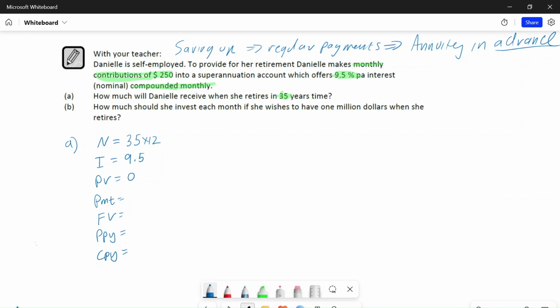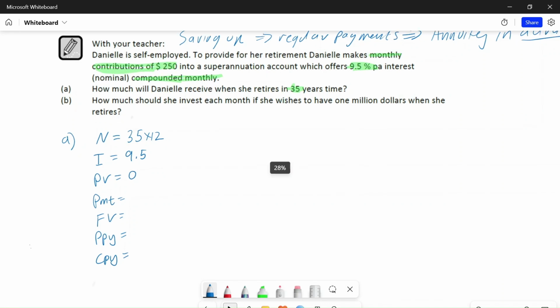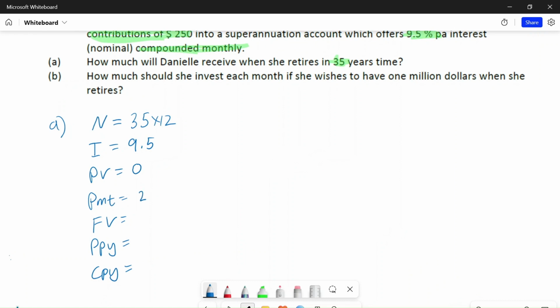We'll look at some examples later where there might be a kickstart or an initial deposit, an initial amount in the account. But in this account, Danielle's starting from scratch. Okay, now the payments. This is where things change a bit. We've got a regular payment occurring, $250 each month. That means our PMT, our payment, is $250. But of course, this is money going into the bank, so it needs to be made negative. The future value, or the final value, is what we're trying to calculate, so we'll put a question mark there.